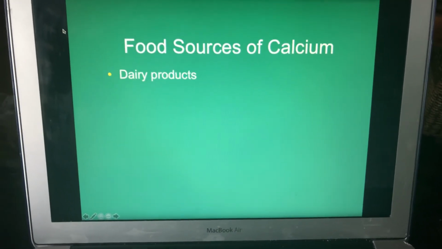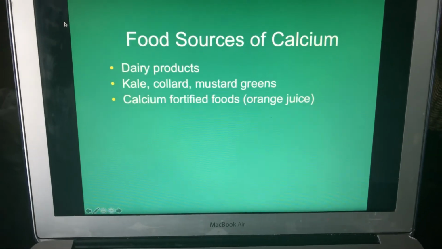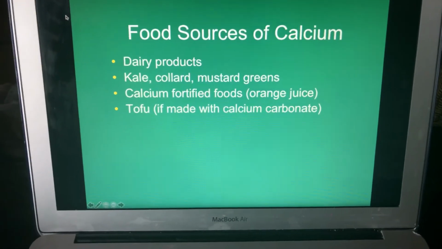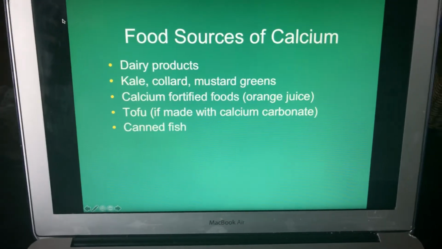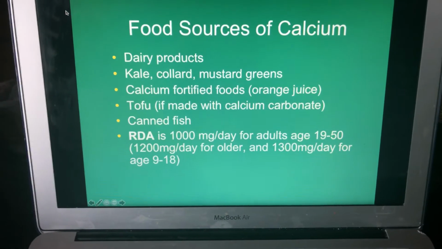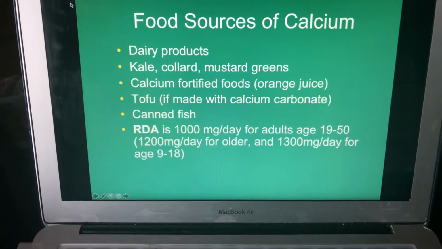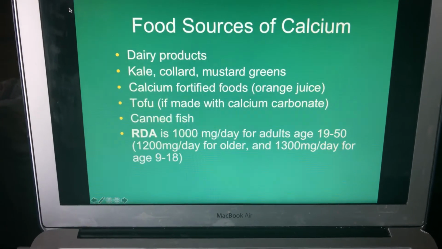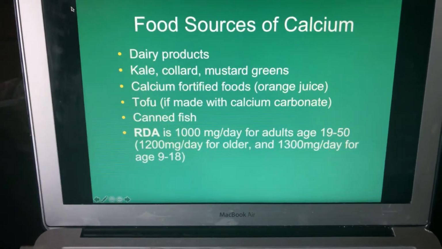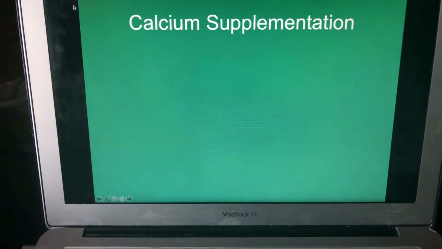The food sources of calcium: dairy products, kale, collard, mustard greens, calcium fortified foods like orange juice, tofu if it's made with calcium carbonate, canned fish with the bones. The RDA is about 1,000 milligrams a day for adults, and then it's more for older people, and then higher for people age 9 to 18, which is when you're accumulating a lot of bone mass. So the current intake of most people is below the recommended amount.